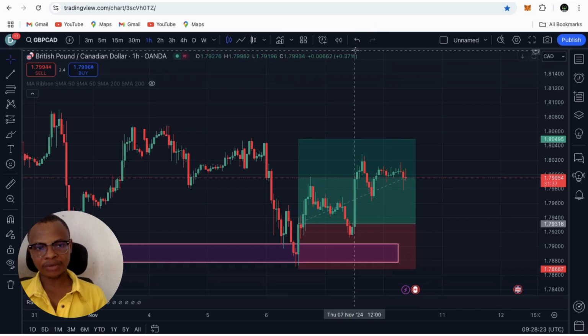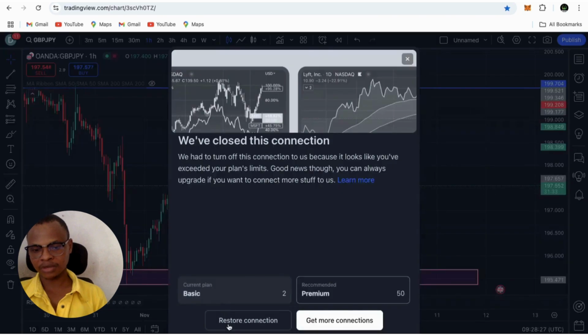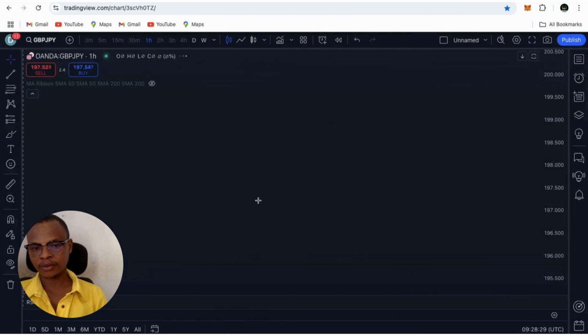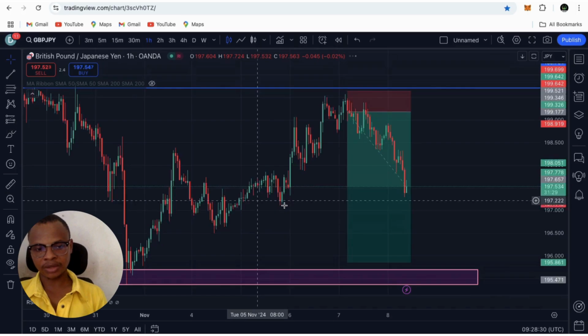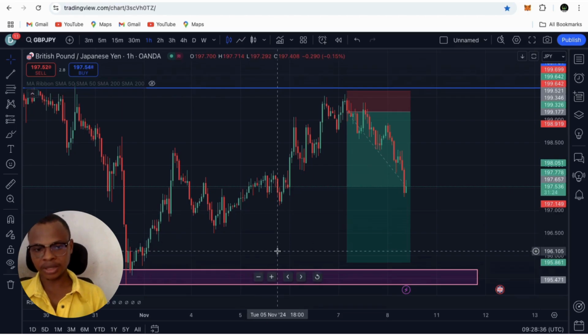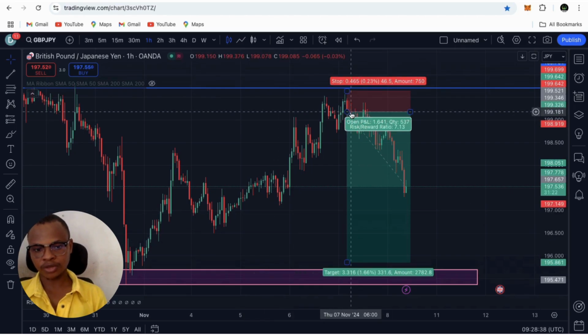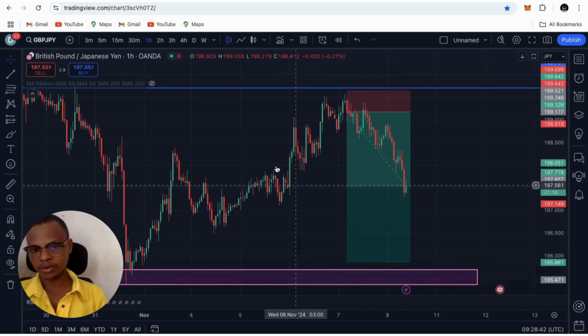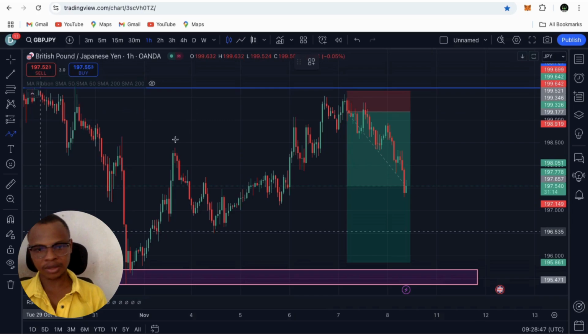Then the last trade we took yesterday was Great Britain JPY. Great Britain JPY was the last trade we took, and this is the trade we are still currently on. As you guys can see, this was actually a very monster trade. The risk to reward was very high. I think it should be around 7 to 1 or more than that also. It's still the same strategy, no difference.